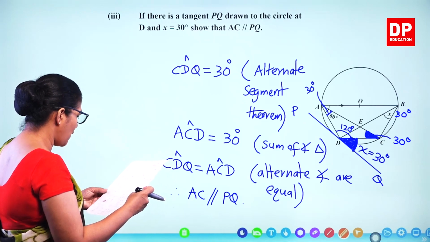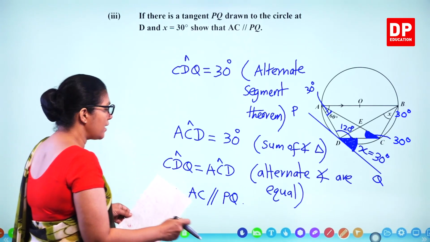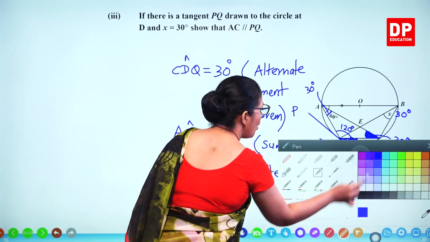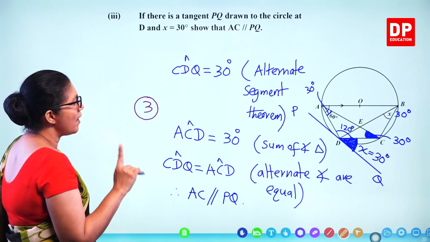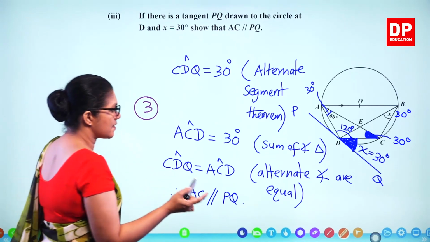So how many marks for that? So you get 3 marks for that part. So we gave 7 before and this 3, 10 marks.